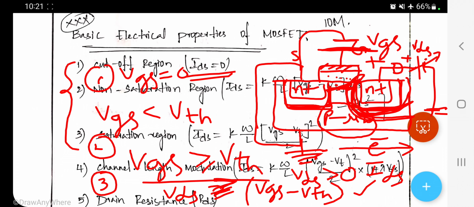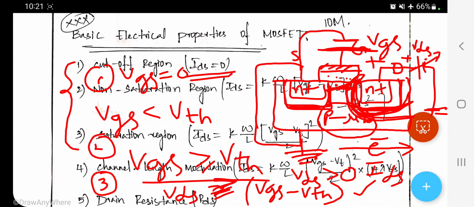You have the vertical field because of VGS, which is perpendicular, called the transverse electric field. Along the channel you applied VDS, which is called the horizontal electric field. Because of that, electrons move towards the drain. The vertical one because of VGS is called the transverse electric field.